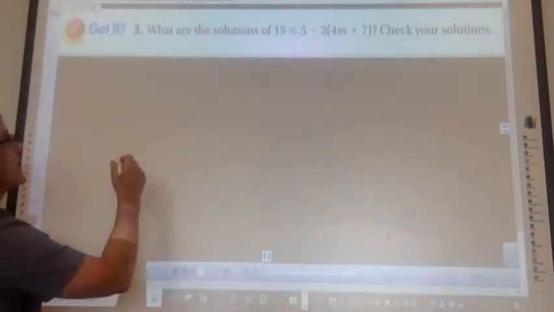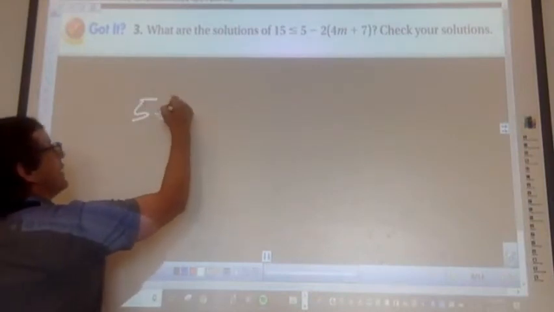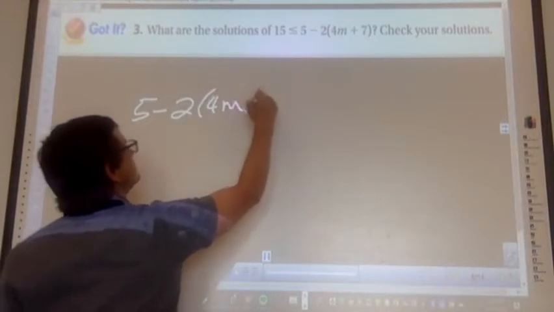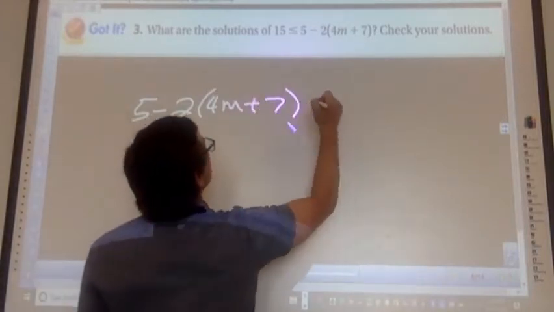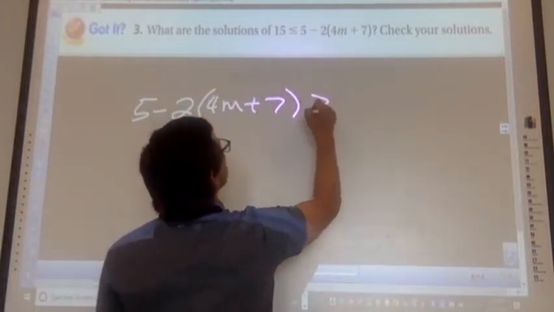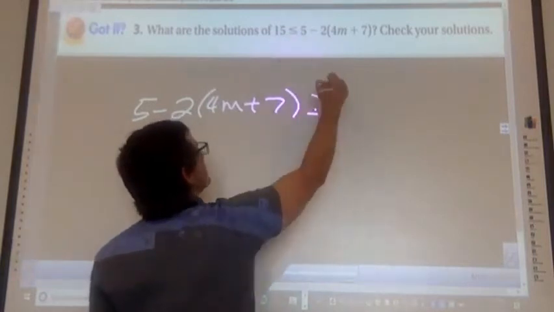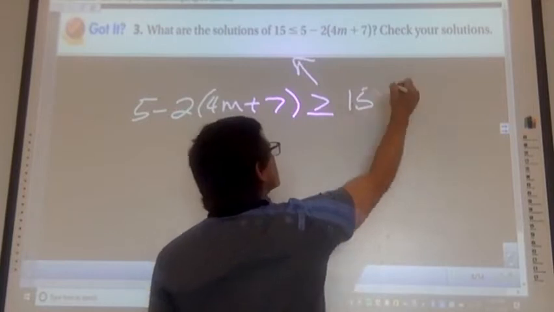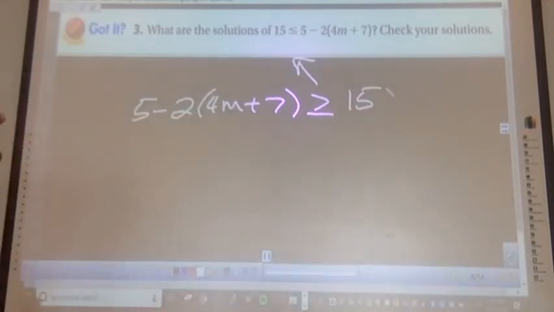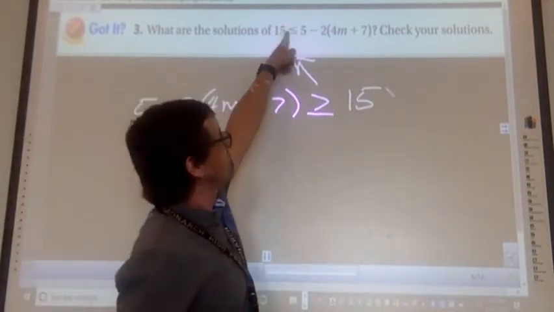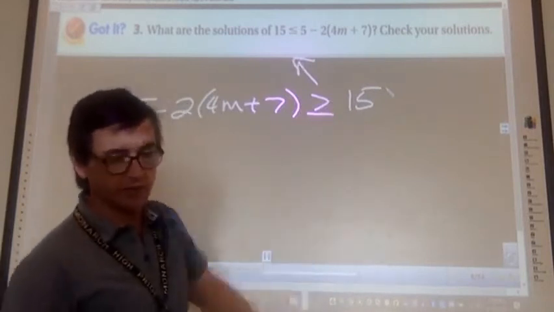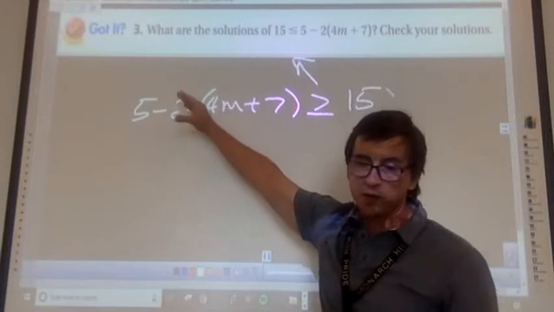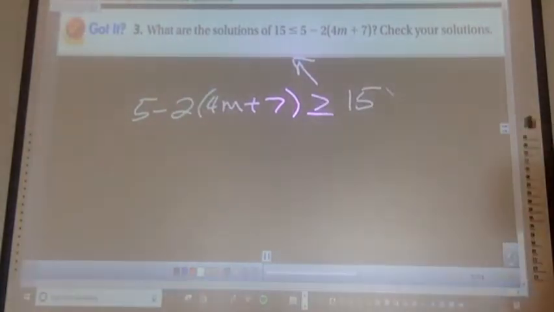Excellent. Good question. I'm going to rewrite this right away so the variable's on the correct side. I do that to try to encourage you to do the same. And then I'm flipping my inequality because I'm switching sides. Again, the pointy part points to the 15. You could think alligator eats a variable, whichever way works for your brain.